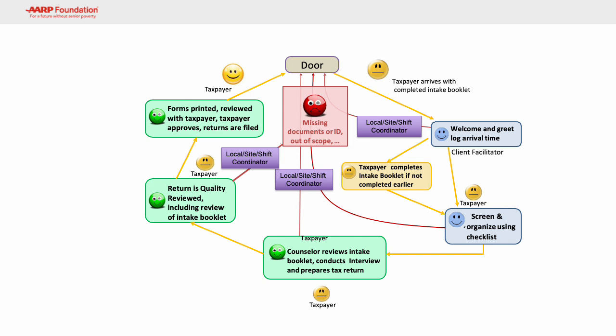Upon completion of the tax return, the completed return and taxpayer-provided documentation is turned over to a quality reviewer, who reviews the intake booklet and checks the tax return for accuracy and completeness. Assuming there are no issues, the quality reviewer meets with the taxpayer to explain the results of the return, answering any questions the taxpayer may have.